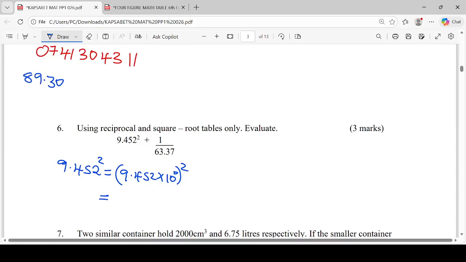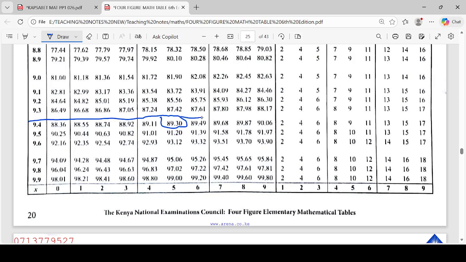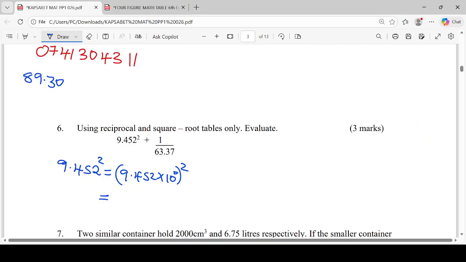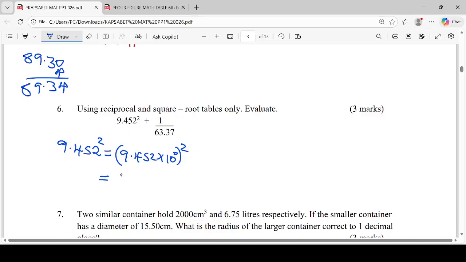89.30. Then we have this pending 2. So we are going to proceed along the same row to the column 2. That is the 4. What are we going to do with this 4? Let's go up. What does it say? It says add the 4. So we are going to add here the 4. So this will now become 89.34. The square of 9.452 from the log table, we found it as 89.34.